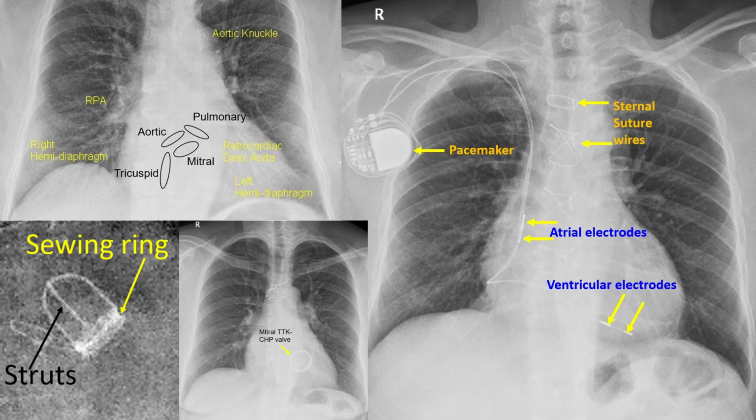In the middle you can see the mitral TTK Chitra prosthesis, which is seen as a ring within the cardiac silhouette. On the other side you have the pacemaker with the atrial electrodes, ventricular electrodes and sternal suture wires, because the patient would have had another surgery before that or after that.